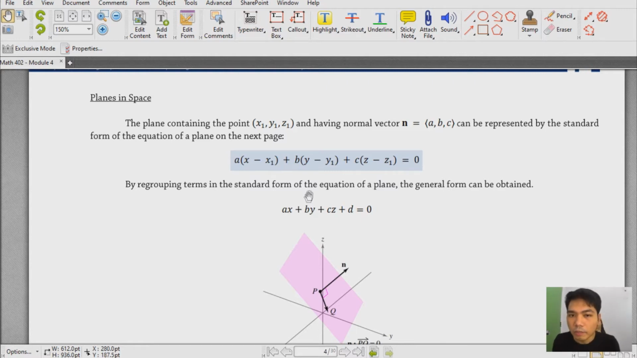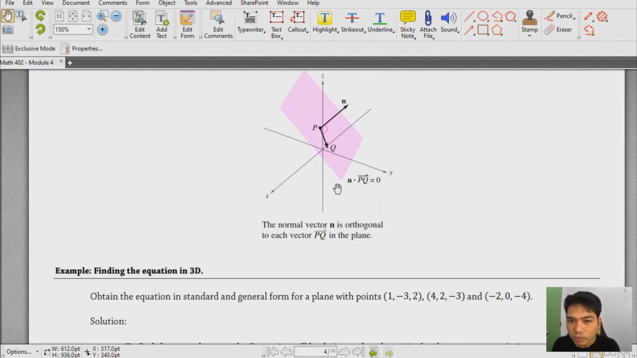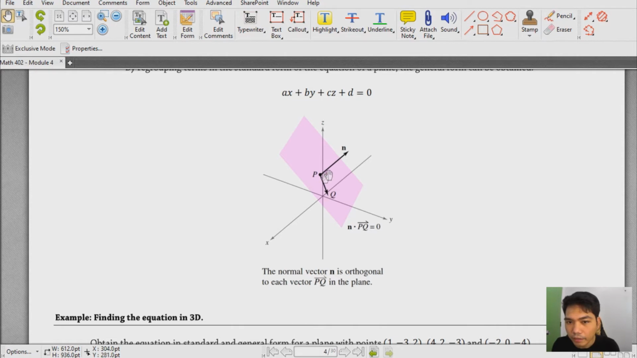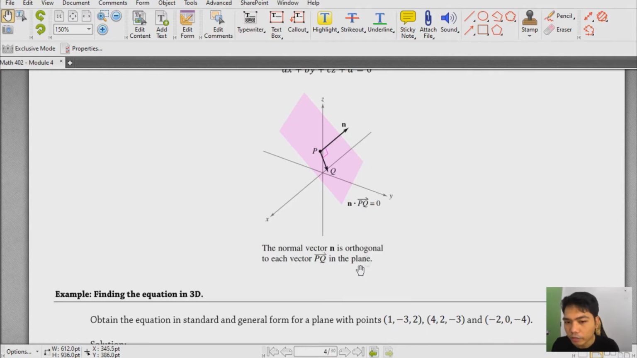Okay, so ano bang gagawin natin? We have to determine lagi yung ating tinatawag na normal vector, that is simply yung ating n, which can be represented by the form of the equation of the plane. So, ito yung n natin. This is the normal vector dun sa ating planes of space. So, kapag meron kayong plane, any vector na dinraw mo dyan perpendicular to that plane, yun yung ating tinatawag na normal vector. And the normal vector n is orthogonal to each vector PQ on the plane.